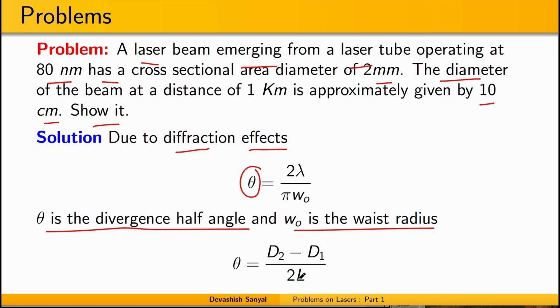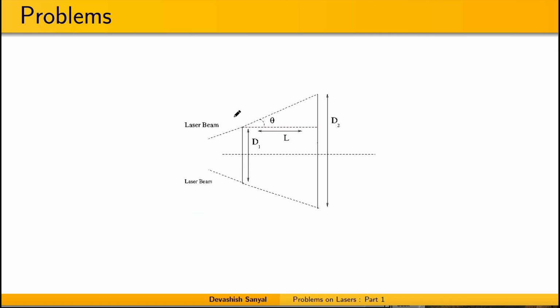What is D2? Let's go to this picture. This is my laser beam, and it is diverging because of the diffraction effects. At this point, the diameter of the beam is D1, and at a distance L from here, its diameter is D2. So what is theta? This is my horizontal line, and this angle is theta.